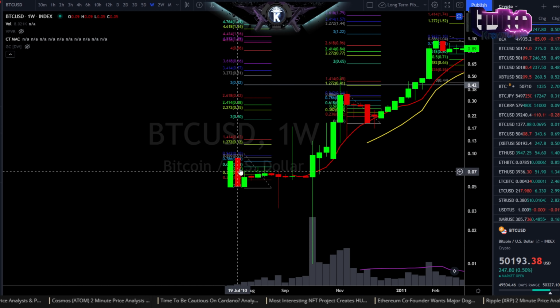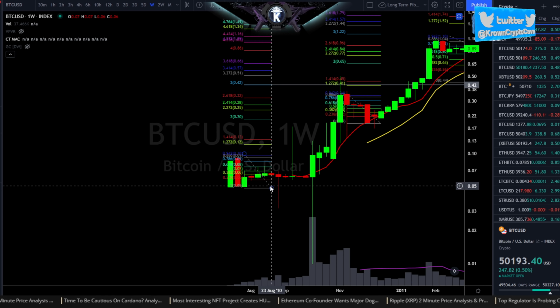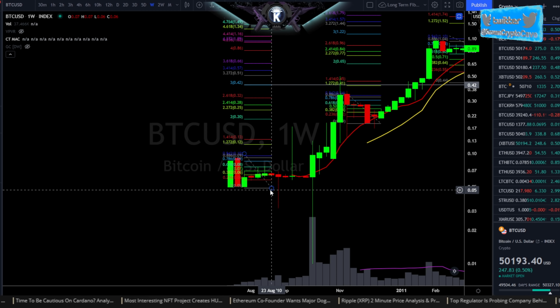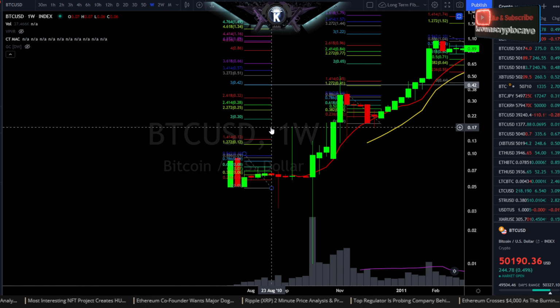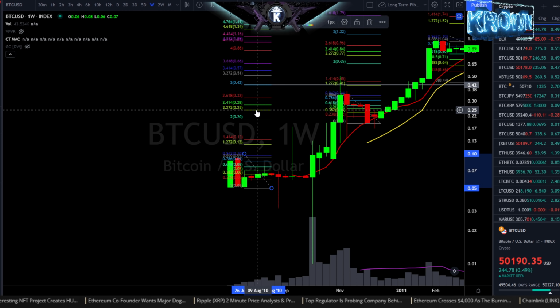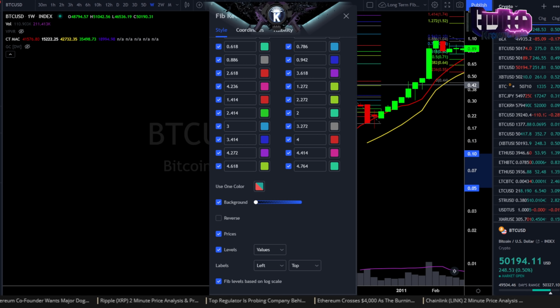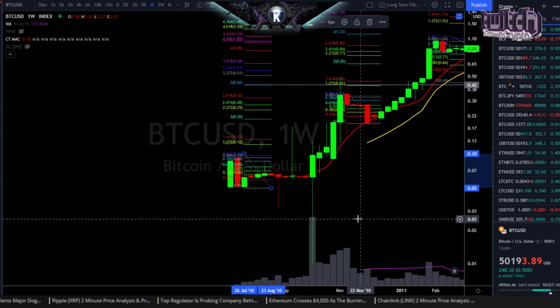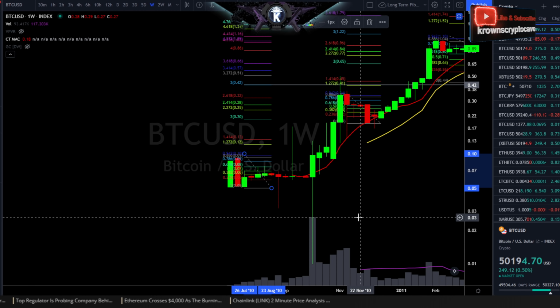Okay, so what I did is I took this little accumulation phase right here from about literally 10 cents all the way down to 5 cents. And then I plotted a Fibonacci extension. By the way, just so you know, this is with fib levels based on log scale, which I do believe needs to be done when you are looking at very long-term price action on an asset that moves in Xs rather than percentages over a long period of time.